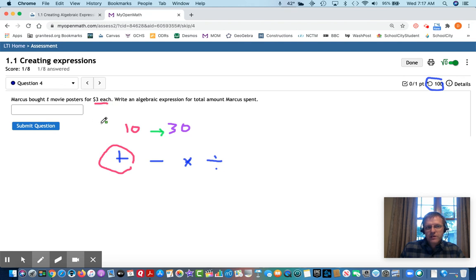So would $13 get you 10 posters? Not at $3 each, it wouldn't, because your first poster is $3. Next poster's $3. Next poster's $3. Next poster's $3, and so on.